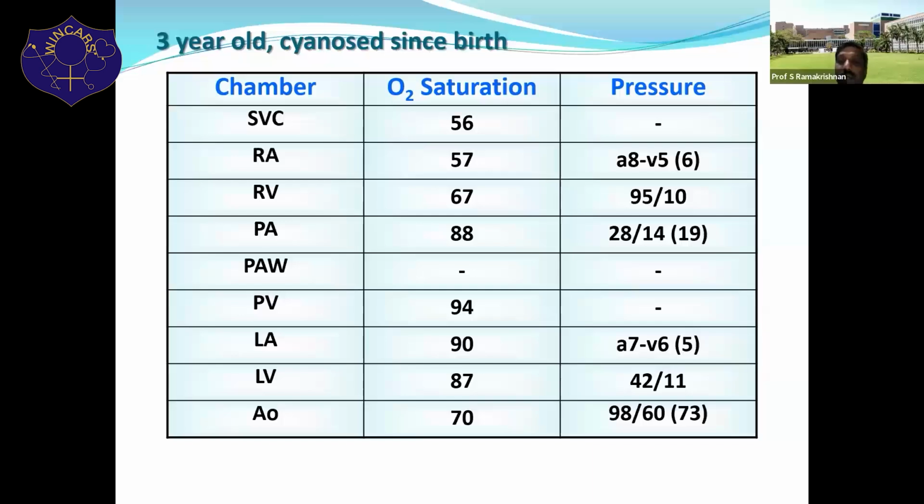The other important thing is to look at the unrestricted ASD. A 3-year-old is surviving with TGA because the patient should have an unrestricted ASD. Otherwise, the patient may not be alive at this stage. Has to have an unrestricted ASD.